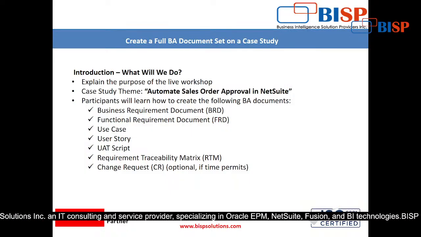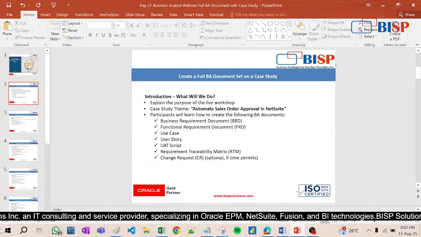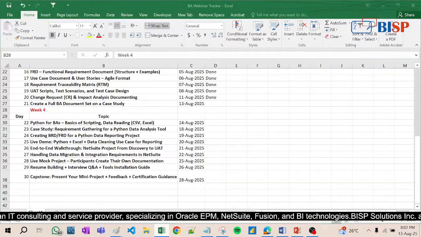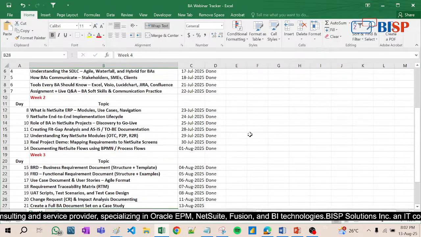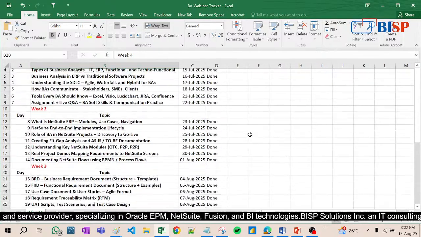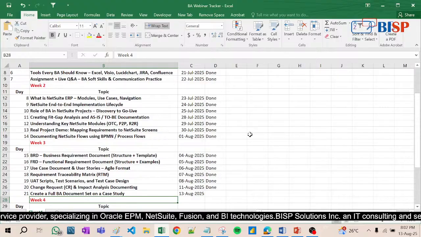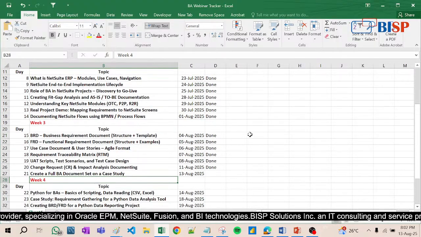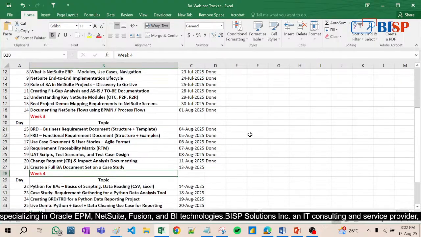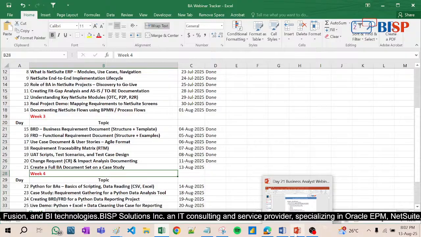Now, within the last 20 days, we have gone through what is BA, how many types of BAs there are, and what the role of a BA is. We have seen the complete process of how to become a business analyst, and how to design and produce a document.